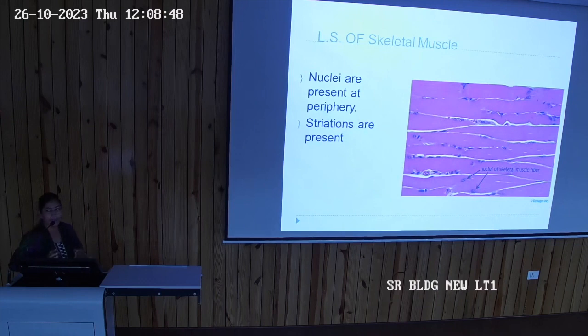And the nucleus will be placed on the periphery. Any skeletal muscle fiber tissue slide will have nuclei on the periphery, cross striations will be seen, and they will be cylindrical running fibers.